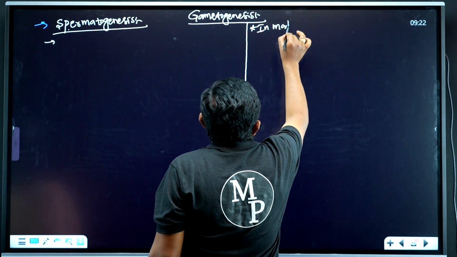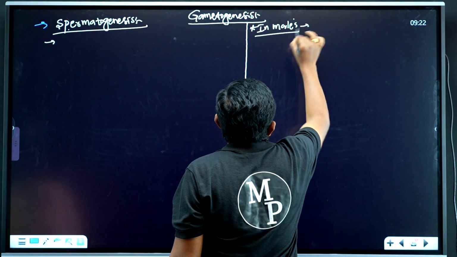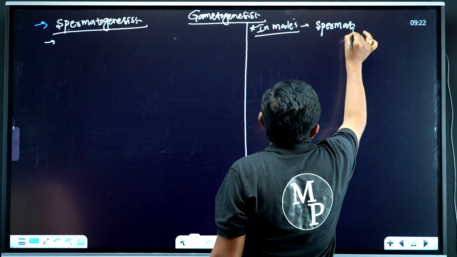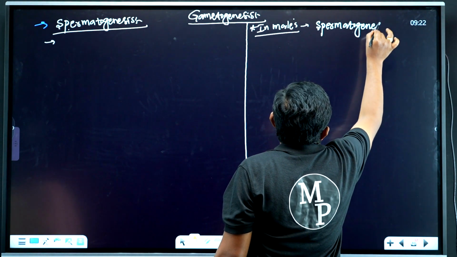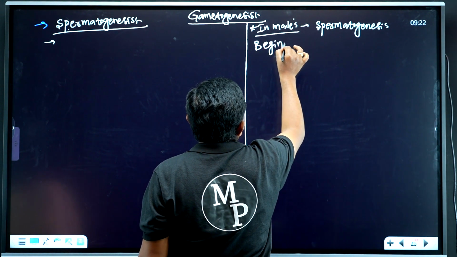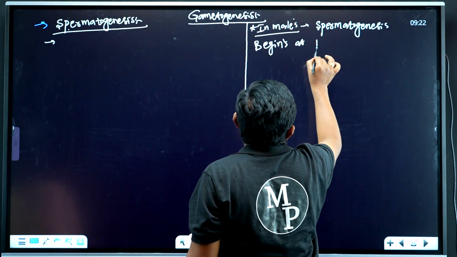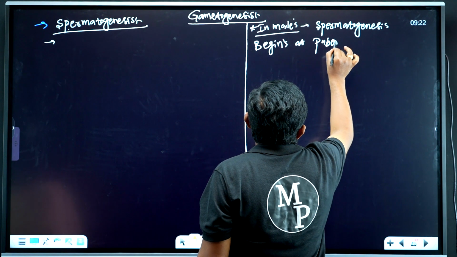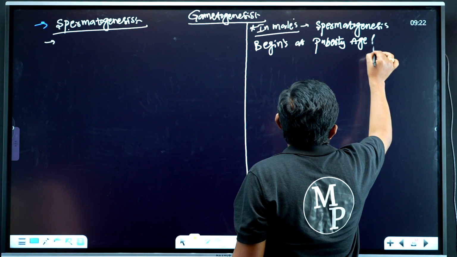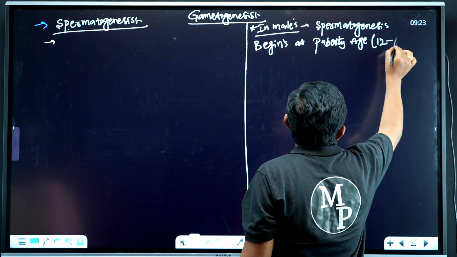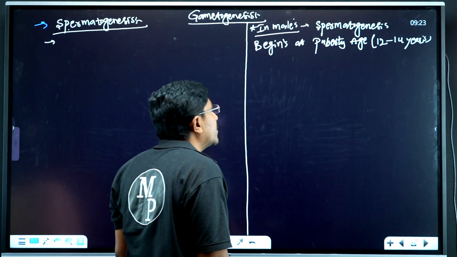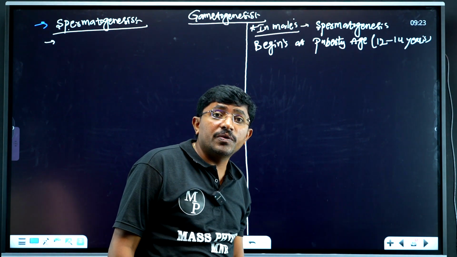In males, spermatogenesis begins at puberty age. What is the puberty age in human beings? 12 to 14 years is the puberty age.